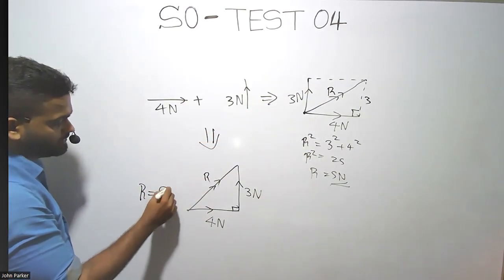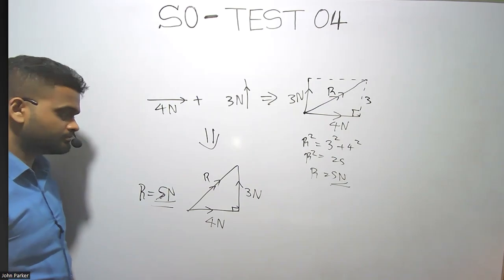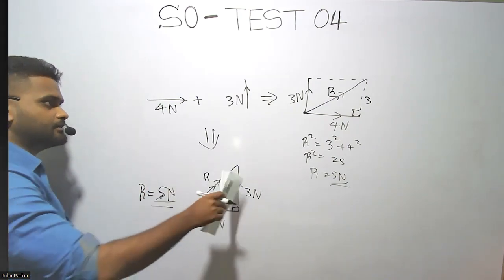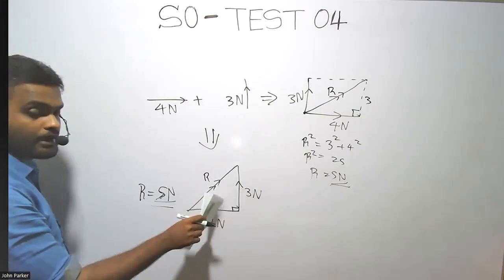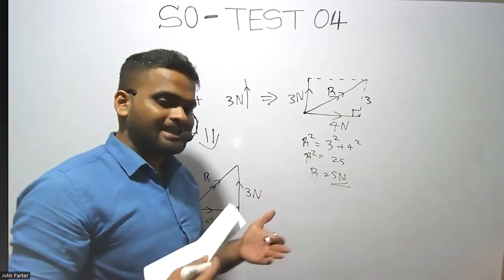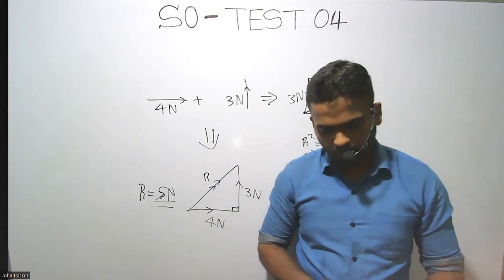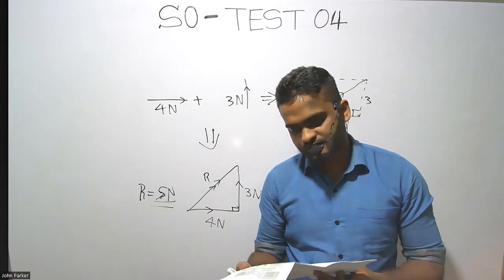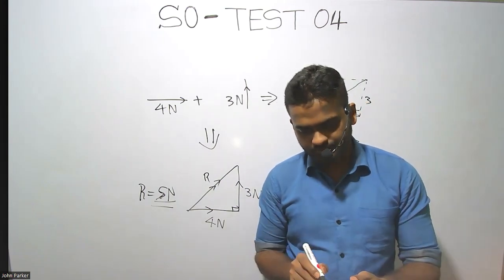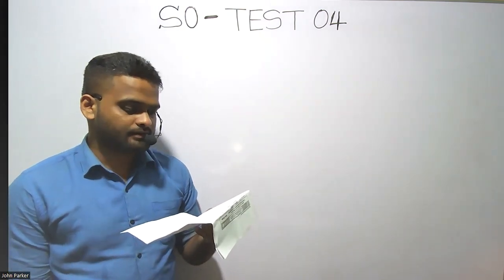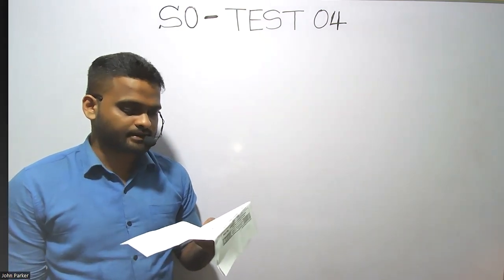So when you apply Pythagoras, you get 5 newton. Sometimes using this method is easier, sometimes you have to use the triangle method. It depends on the question. So the answer here is 5 newton, obviously. Fourth question. What is the resultant force of the system below?